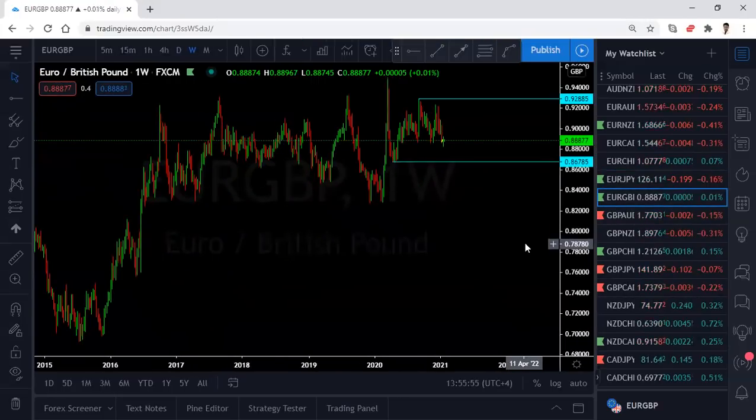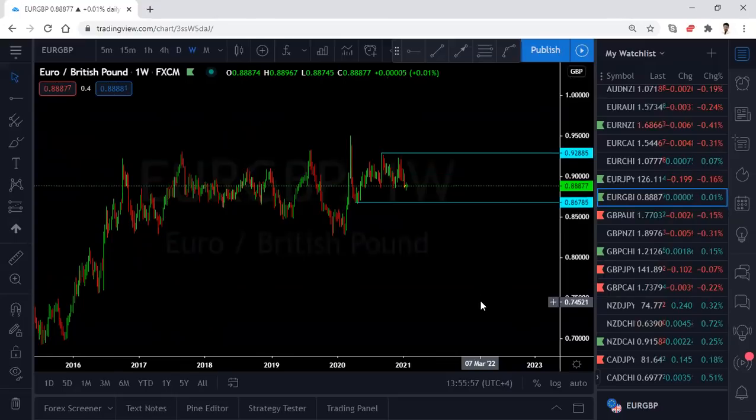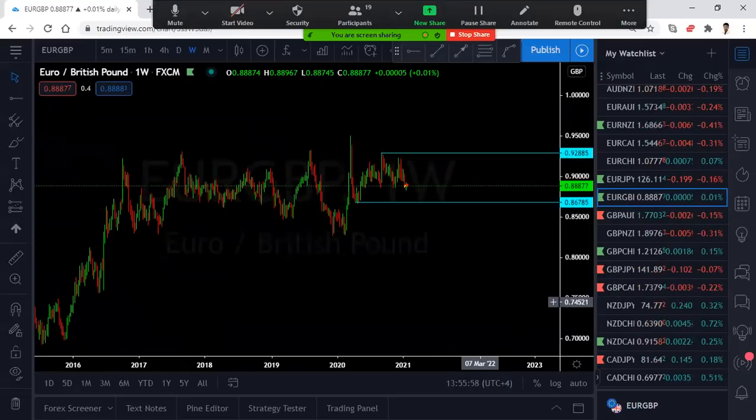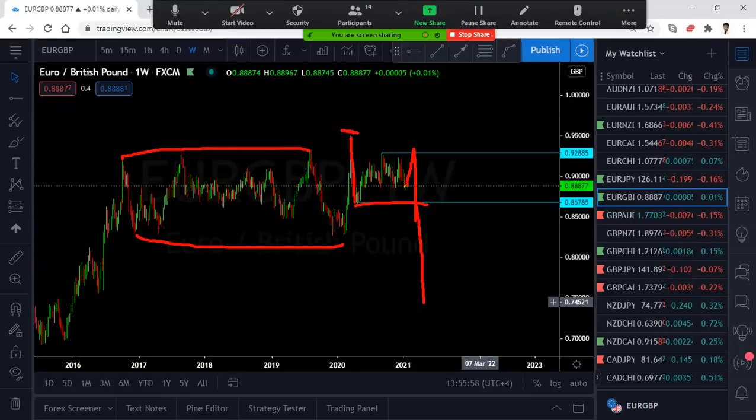Euro-Pound, this is interesting because I think this should go back a little here, break that top, and then we're looking for a move down. Either a move down just to make a flat here, breaking this low, or a move down that will totally go down. Because this here could be the top of a very, very big corrective structure. If that is the case, we will go down really, really strong.